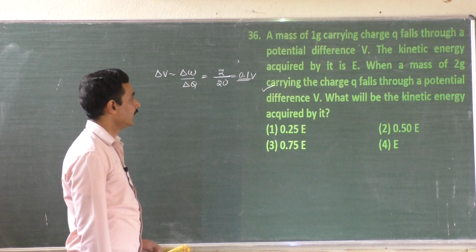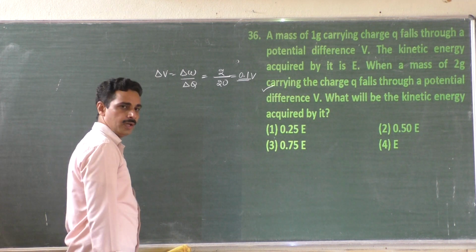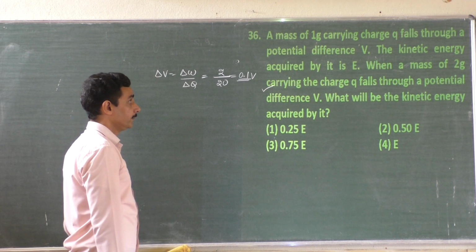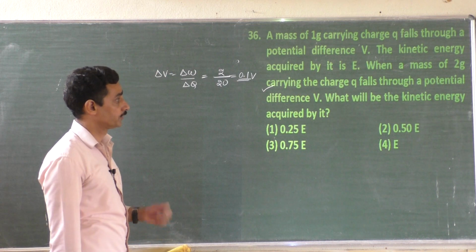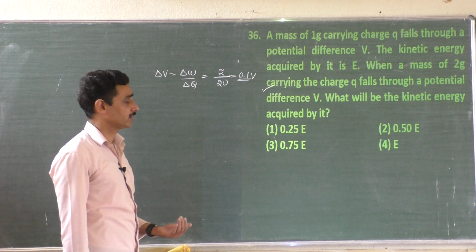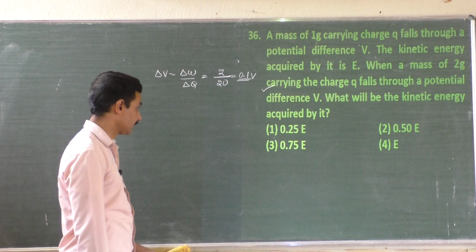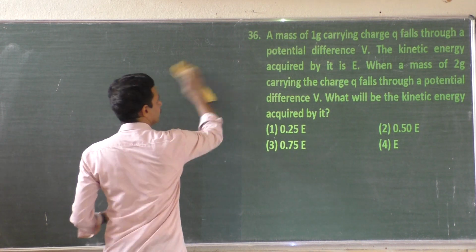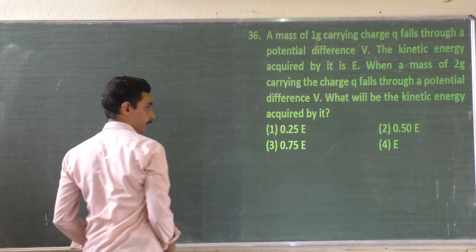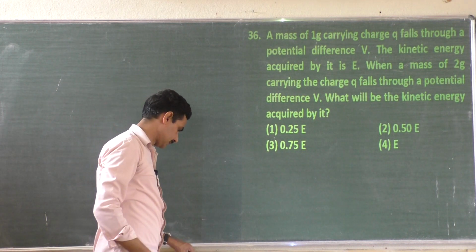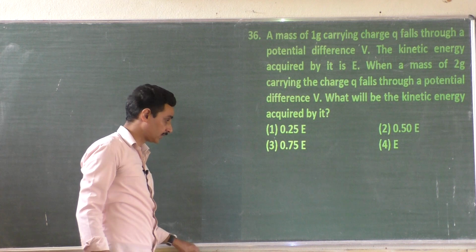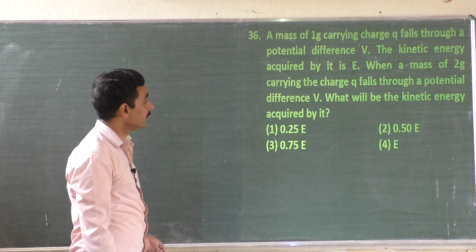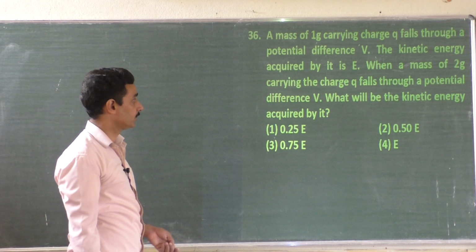Okay. 36. A mass of 1 gram carrying a charge of Q falls through a potential difference of V. This is a very important question now. Not so easy to think of. Unless you have a habit of practicing problems, you cannot solve this. A mass of 1 gram carrying a charge Q falls through a potential difference V.